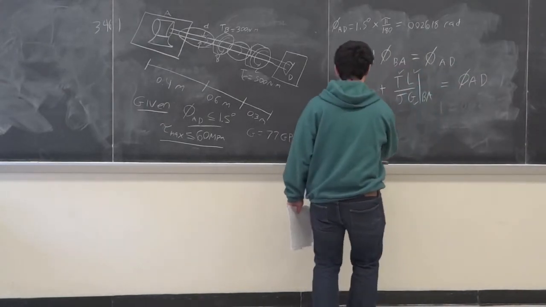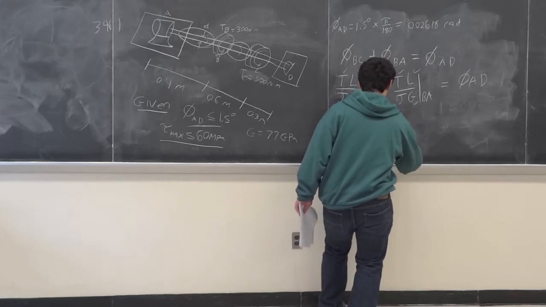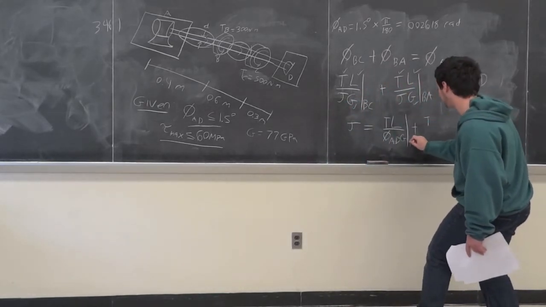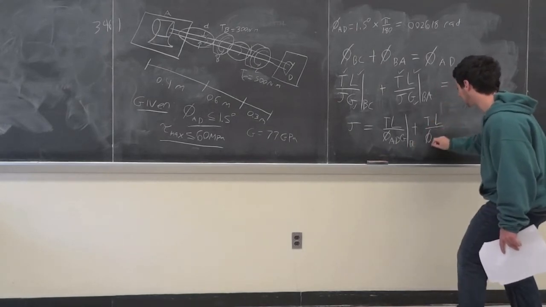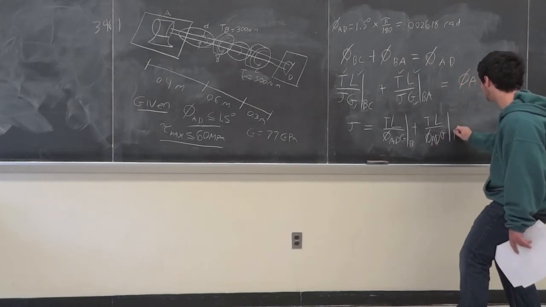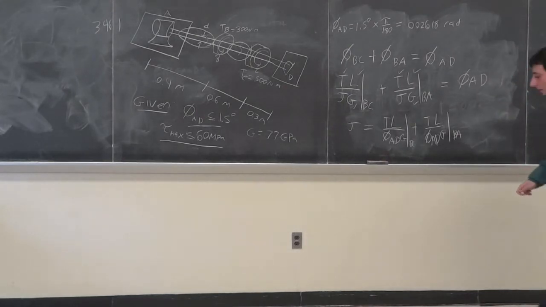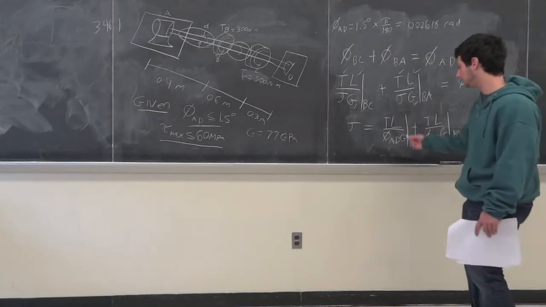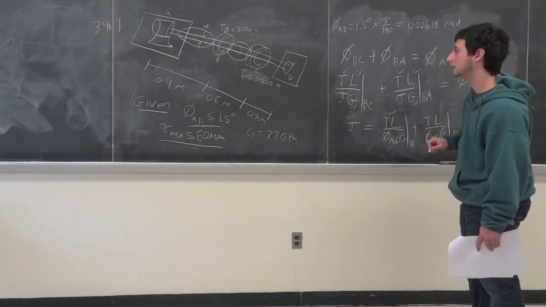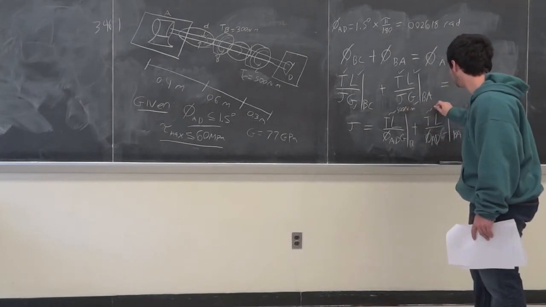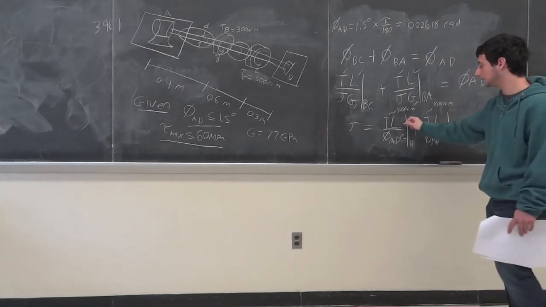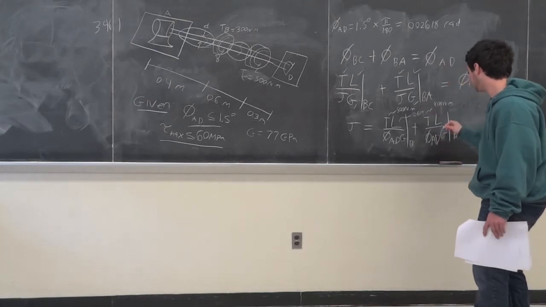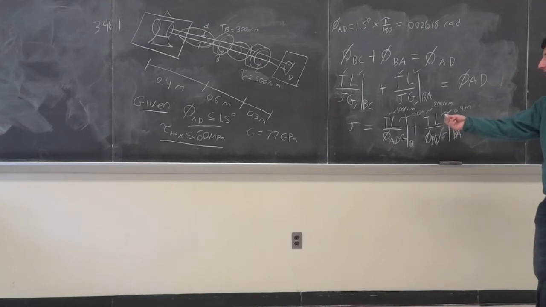So you got J is equal to TL over phi AD times G, this is for rod BC, plus TL over phi AD times G, and this is rod BA. Yeah, and that's it. Okay. So we said we know this and we know this. This over here, BC, this is 500 Newton meters. This is 800 Newton meters. And this length over here is BC, 0.6 meters. And this over here, 0.4 meters. And G's the same, it's just 77 GPa.